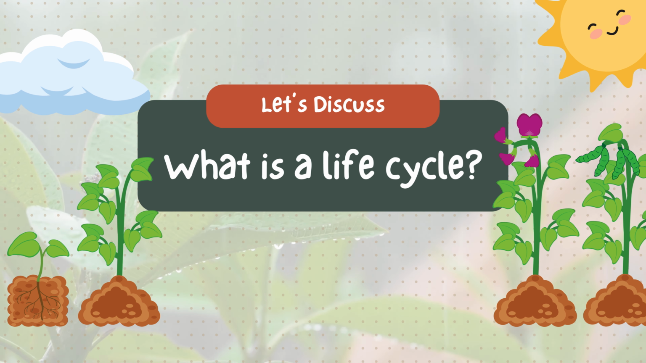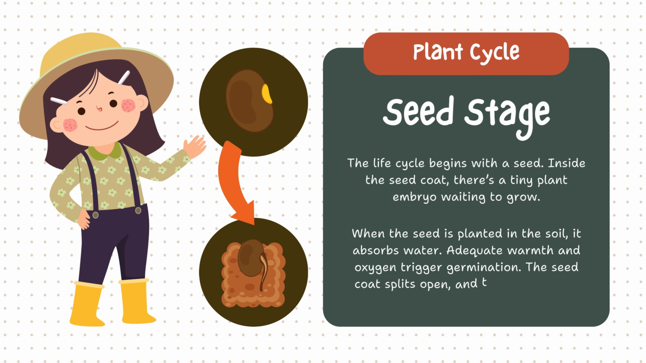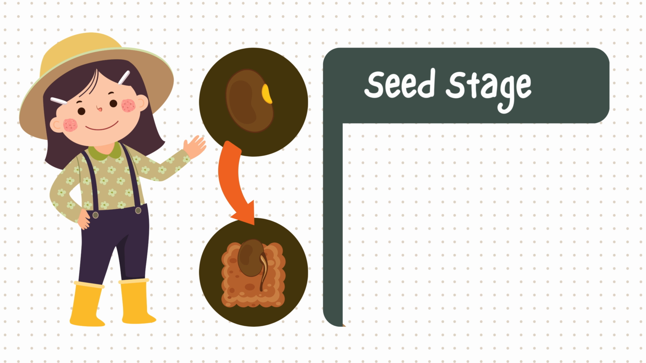Seed stage. The life cycle begins with a seed. Inside the seed coat, there's a tiny plant embryo waiting to grow. When the seed is planted in the soil, it absorbs water. Adequate warmth and oxygen trigger germination. The seed coat splits open, and the radicle, the tiny root, emerges.